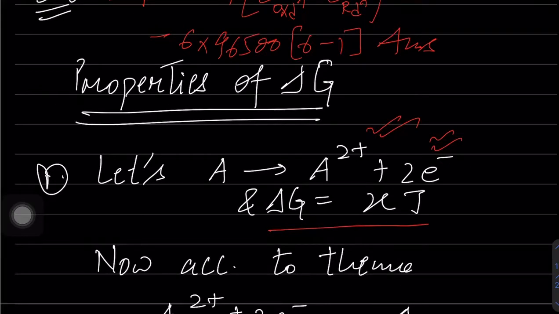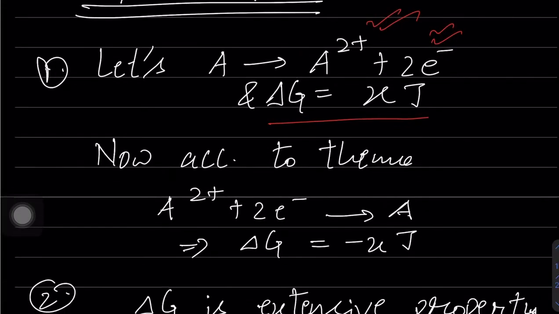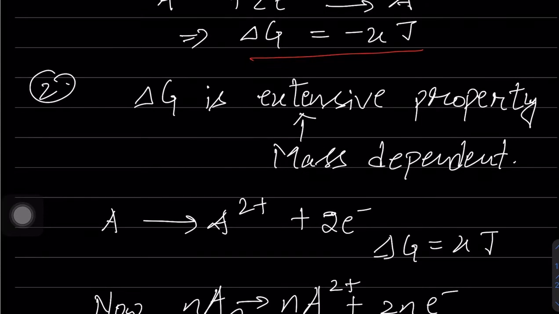Now according to the laws of thermodynamics, if we reverse the reaction, delta G will also be reversed, that it will be minus x joules. Okay, keep it in mind, because in one direction if the process is spontaneous, in another direction the process will be non-spontaneous, so the sign will change. Everybody understood? Okay, this was property number 1. Now we are going to property number 2.